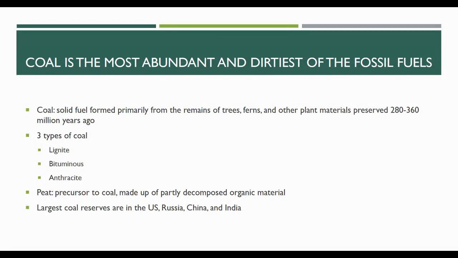There are three types of coal: lignite, bituminous, and anthracite. We also will sometimes talk about peat, which is the precursor to coal, and it's made up of partly decomposed organic matter, but it's not there yet. The largest coal reserves are in the United States, Russia, China, and India.